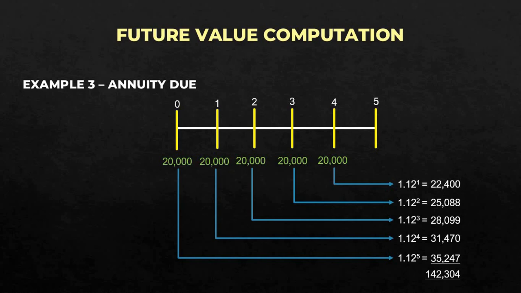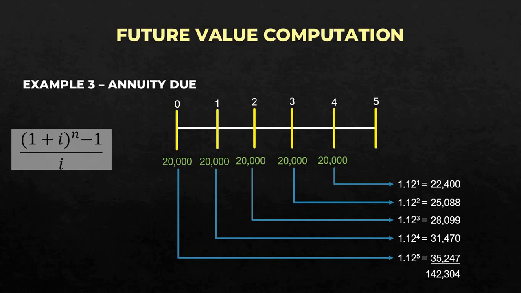So, ang formula natin kanina sa computation ng future value ng ordinary annuity is 1 plus i raised to positive n, tapos minus 1, tsaka all over i. Eto yung formula natin kanina sa ordinary annuity. Para maging annuity due, meron tayong idudugtong, and that is 1 plus i. I-multiply natin ito sa sagot dito. Yan yung ating formula for annuity due.